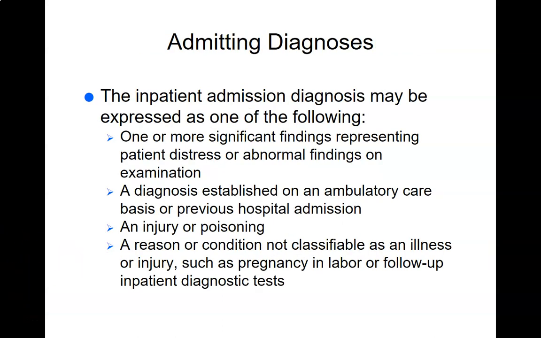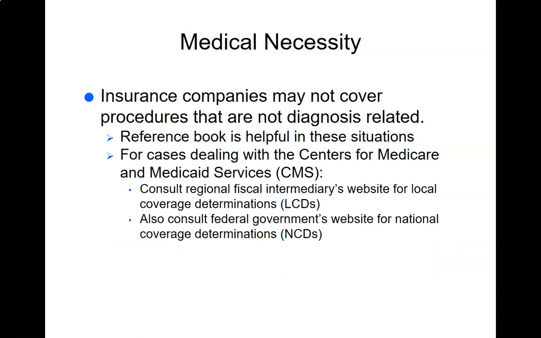Admitting diagnosis. The inpatient admission diagnosis may be expressed as one of the following. One or more significant findings representing patient distress or abnormal findings on examination. A diagnosis established on an ambulatory care basis or previous hospital admission. An injury or poisoning. Or a reason or condition not classifiable as an illness or injury, such as pregnancy, in labor, or follow-up inpatient diagnostic tests. When a physician makes hospital visits, you code the reason for the visit, which might not necessarily be the reason the patient was admitted to the hospital.